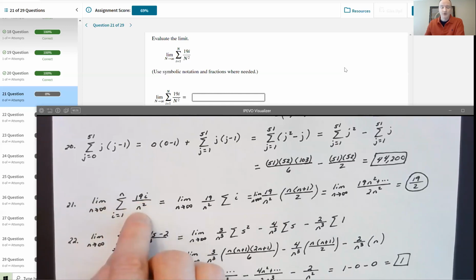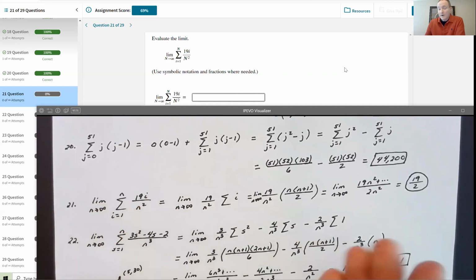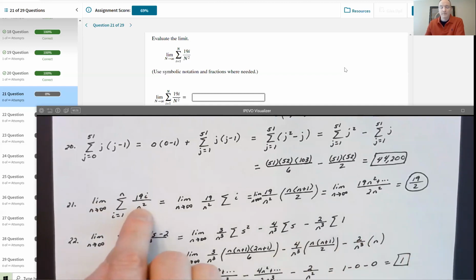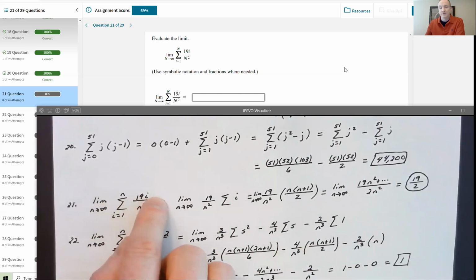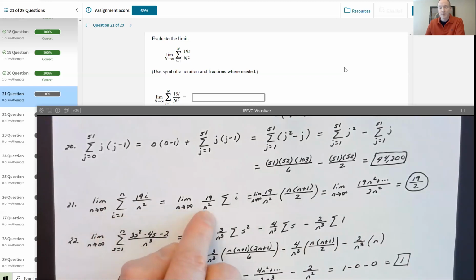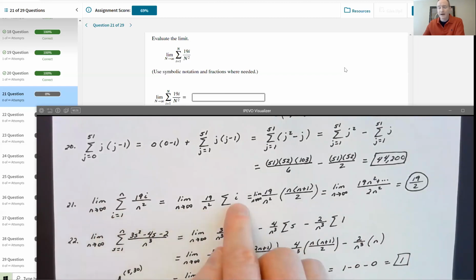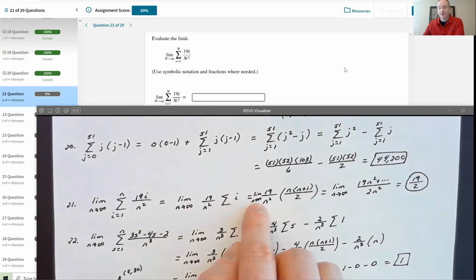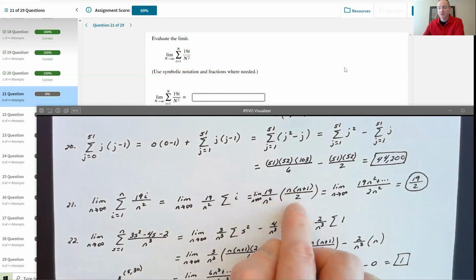of 19i over n squared. Now, I already know that my rules of summations enable me to factor out anything other than the index factor. So the very first thing I did here is I pulled that 19 over n squared out. And then by formula, I know that the summation of i is equal to n times n plus 1 over 2. I forgot to put my limit in, so I had to scrunch it in there. We have the limit as n approaches infinity of 19 over n squared times n plus 1 over 2.